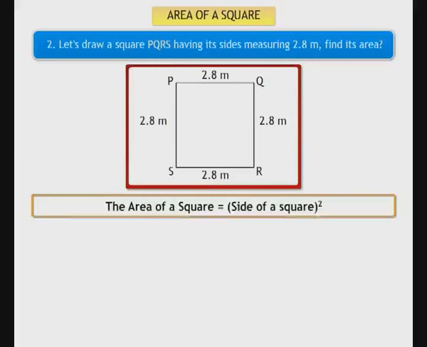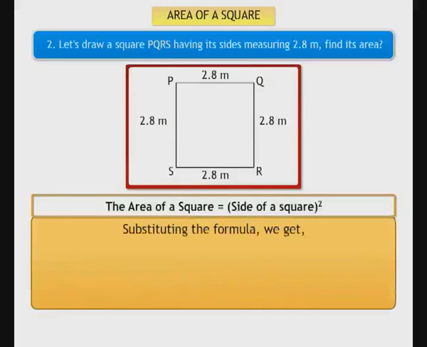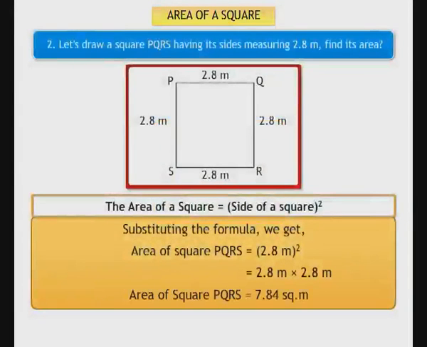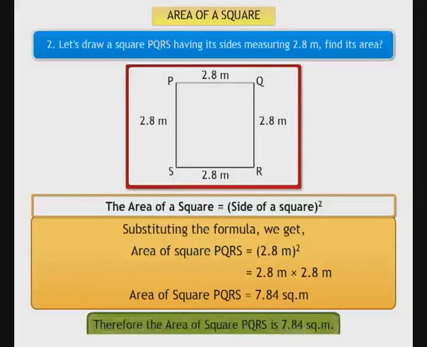We will now see how to find out the side of a square when the area of a square is given. 3. The area of the square EFGH is 225 square meter. Find the side of the square. The area of a square is equal to the square of side of a square. Substituting, we get 225 square meter is equal to side of a square, the whole square. Therefore, the side of the square is square root of 225, that is 15 meter. Thus, the side of the square EFGH is 15 meter.